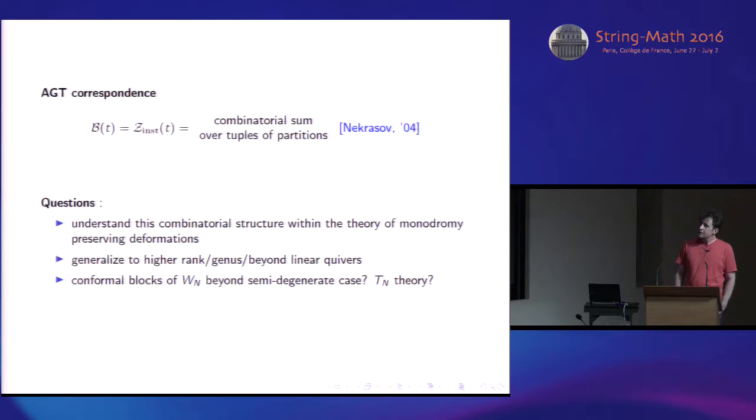And so now the question that I want to ask is, we have to understand this combinatorial structure of isomonodromic tau functions staying within the theory of monodromy preserving deformations. And then, if possible, try to generalize it to higher rank, genus, and possibly go beyond linear quivers. And this also may give some insight on CFT and gauge theory.